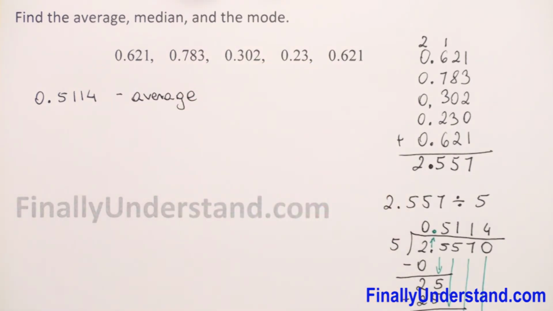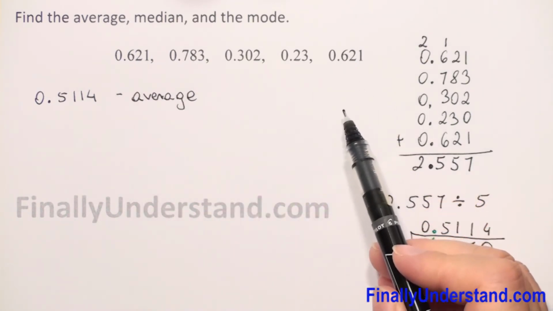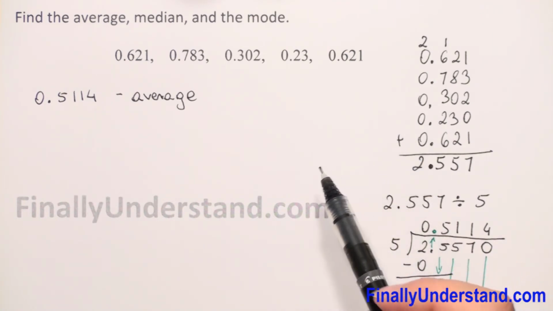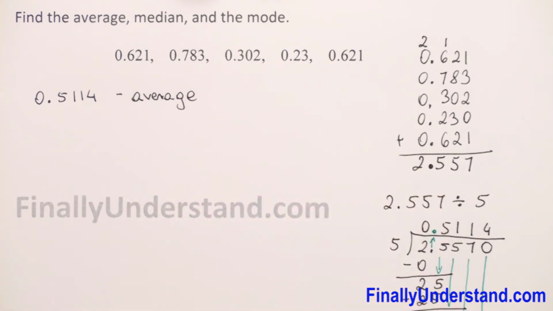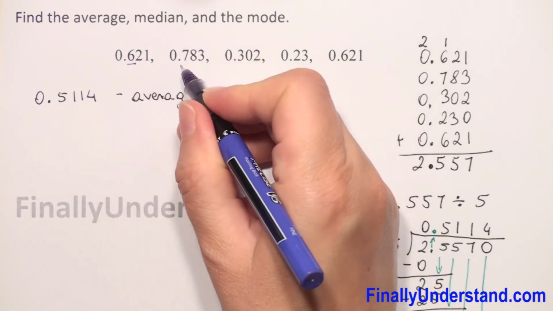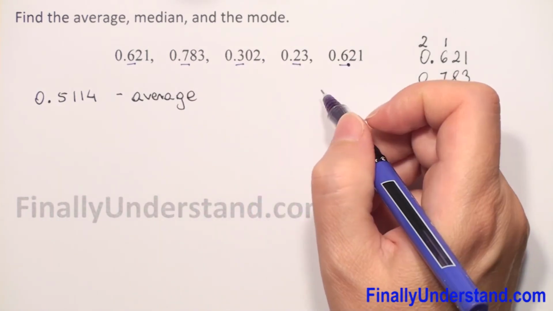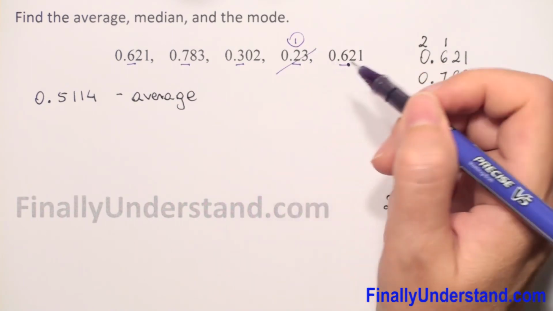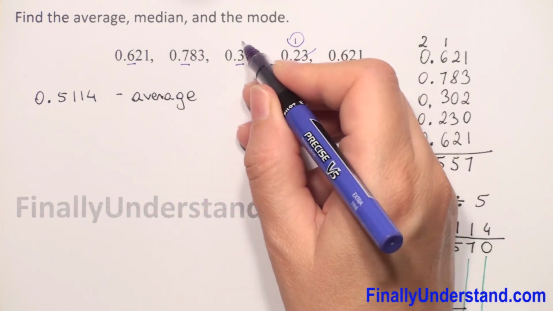Next, we have to find the median. How do we do this? We have to write our given numbers first from smallest to largest. How do we do this? First, we have to check the whole number. We have 0, 0, 0, 0, 0. So we go to the next digit. Next digits are 6, 7, 3, 2, 6. So the smallest is 2. So this will be our first number. So let me close this. Next is 3. So this is the second number.